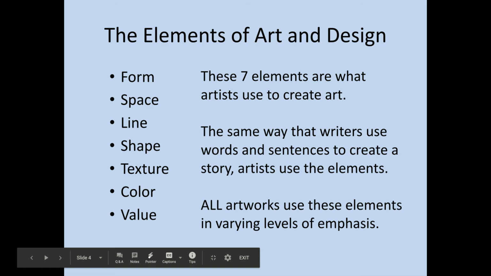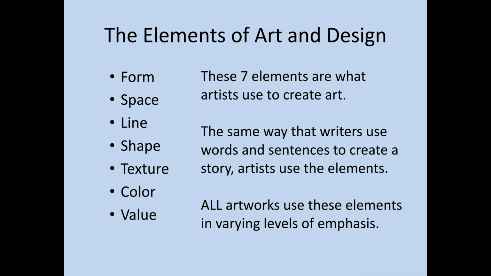So we've got 7 elements of art and design: form, space, line, shape, texture, color, and value. When we think of these, think of them as the parts of a piece of art. So you might think of it as words and sentences to a story. You could also think of it as ingredients when you're making a nice cake. So the artists use those elements to create works of art.